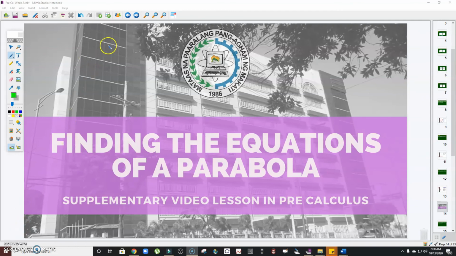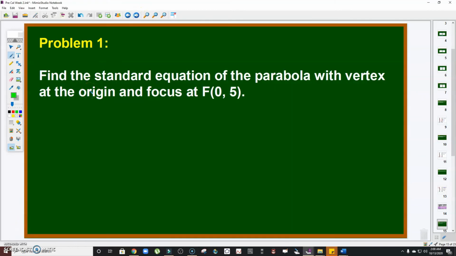Okay. Problem number 1. Find the standard equation of the parabola with vertex at the origin and focus at (0, 5). To get the equation of the parabola, it will be better if you know what the parabola will look like. You should have an idea of its opening. Does it open upward, downward, right, or left?